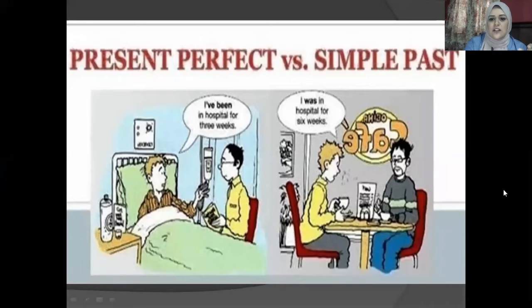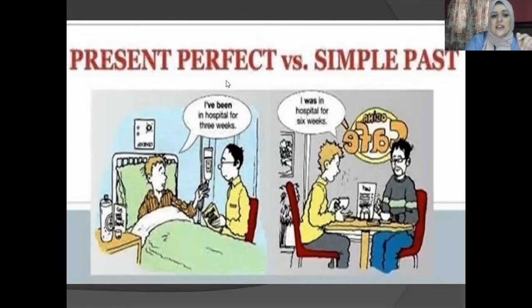In the second picture, the same person is sitting with another person in a cafe and he says, I was in hospital for 3 weeks. Is he still in hospital now? Of course not, he's out. So, what do we guess the difference is? Can you tell me? Okay, I'm going to make it easier for you.